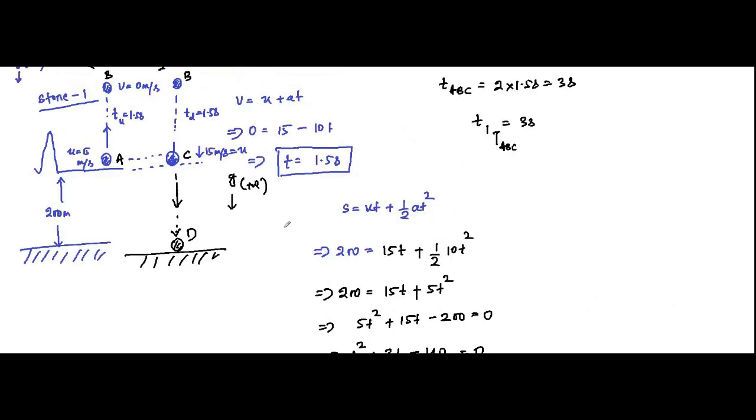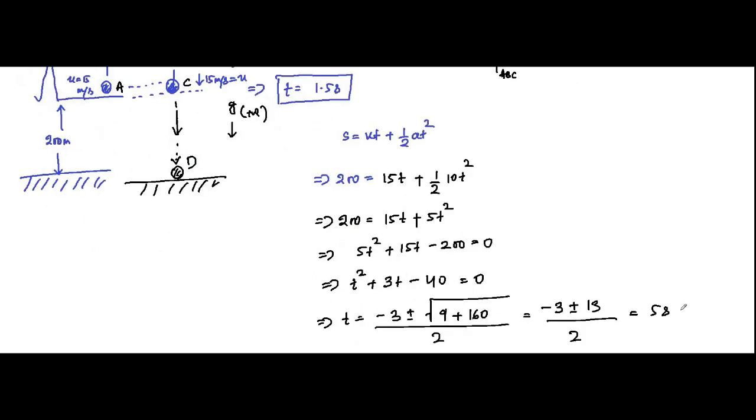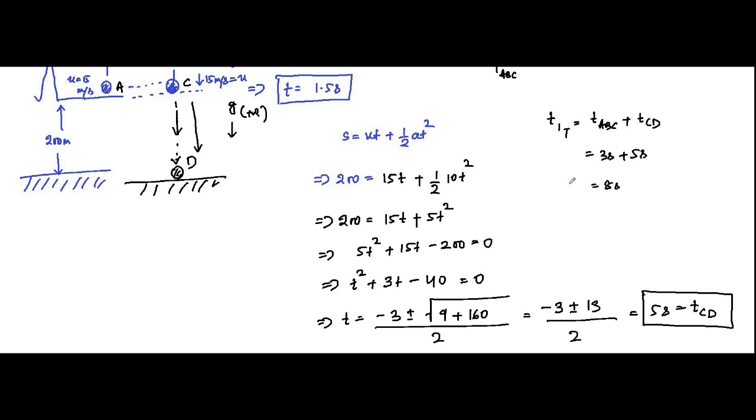That is the correct value of time. So this time from C point to D point, T_CD, is equal to 5 seconds. From here to here, that is equal to 5 seconds. So the total time taken by stone 1 is equal to T_ABC plus T_CD, which is equal to 3 seconds plus 5 seconds, which is equal to 8 seconds. T1, that is equal to 8 seconds. This is equation number 2.